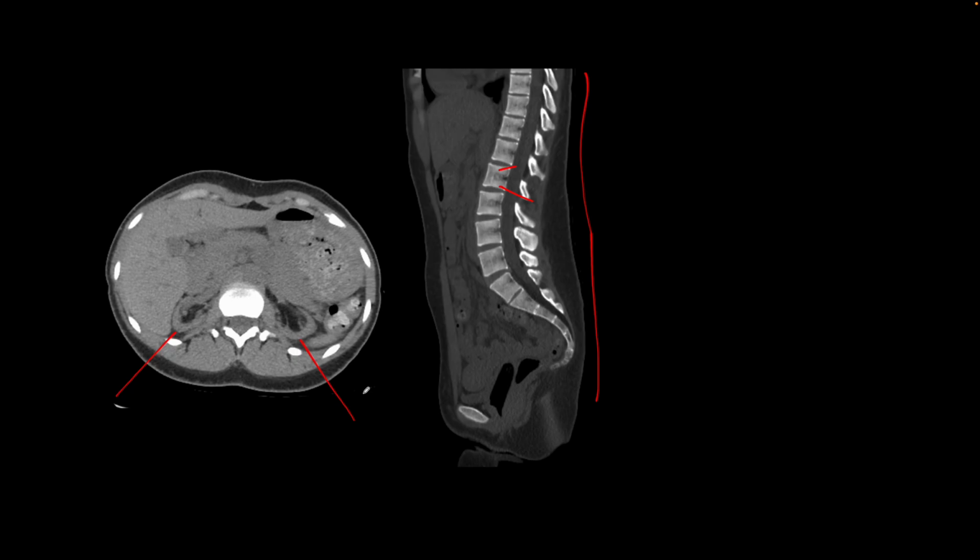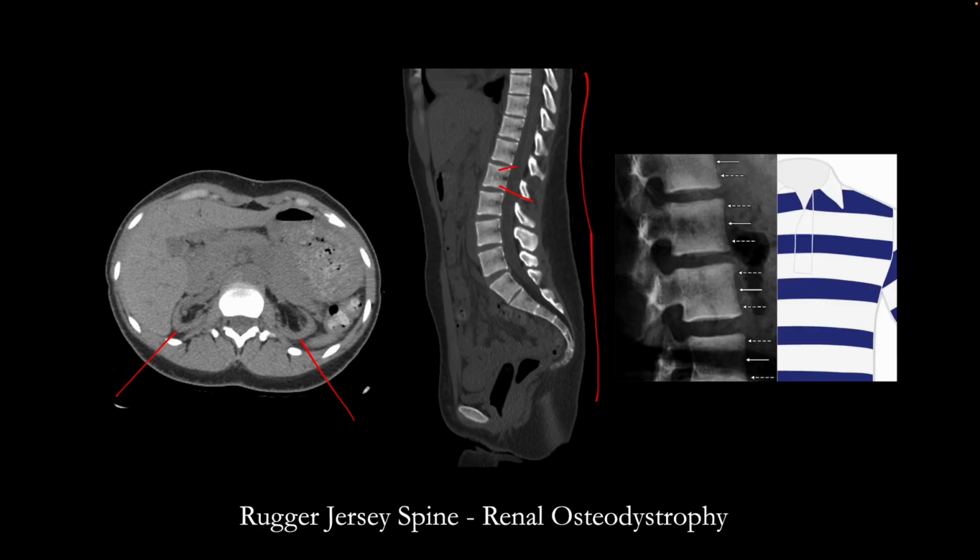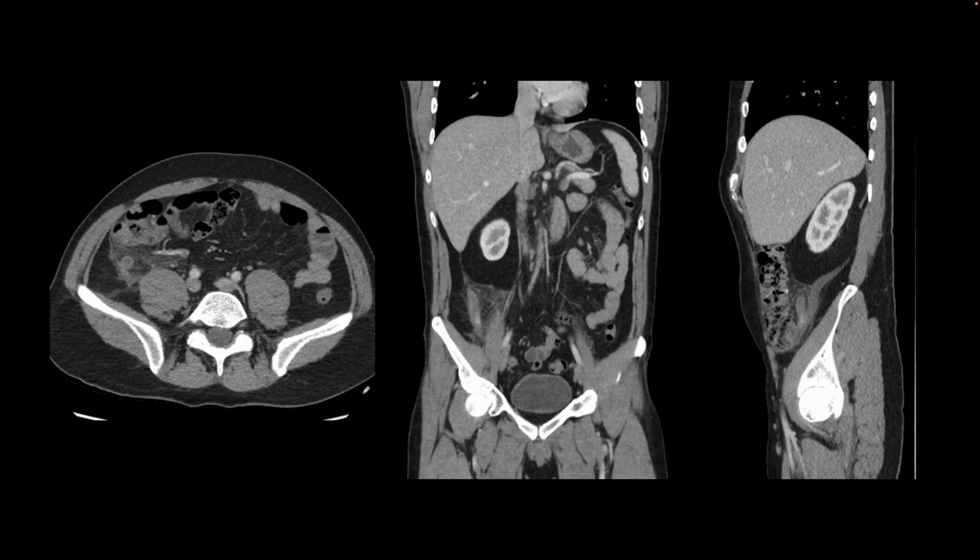And this finding in the bones is related to renal osteodystrophy and is called Rugger-Jersey spine. And here's a graphic showing the finding of sclerosis near the superior and inferior end plates involving vertebral bodies.